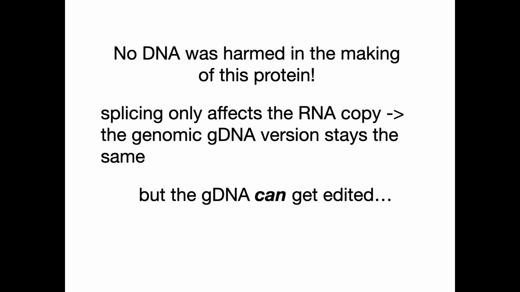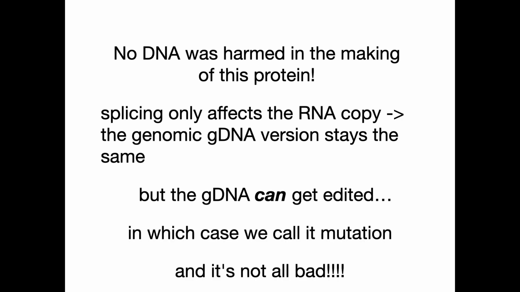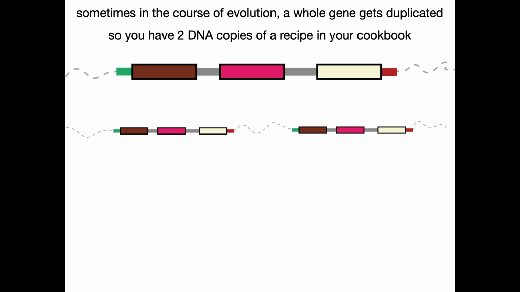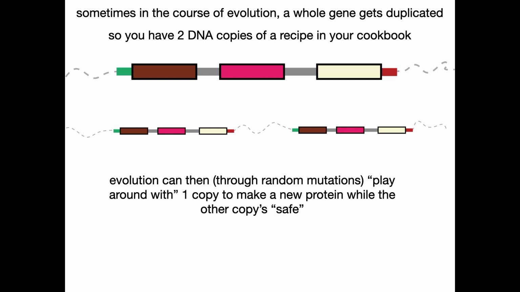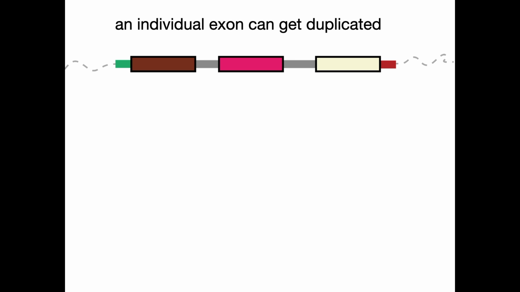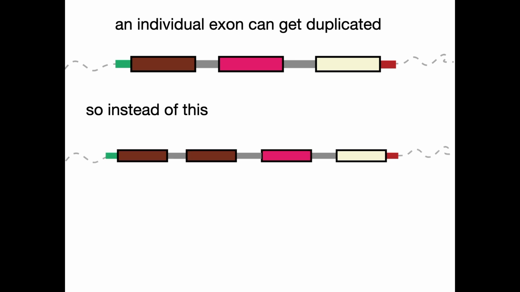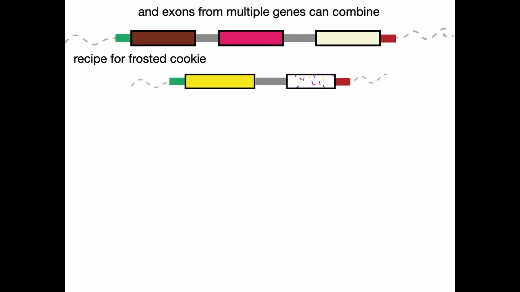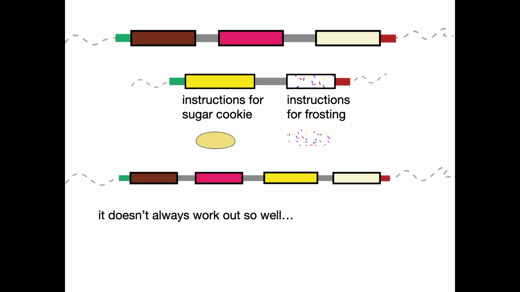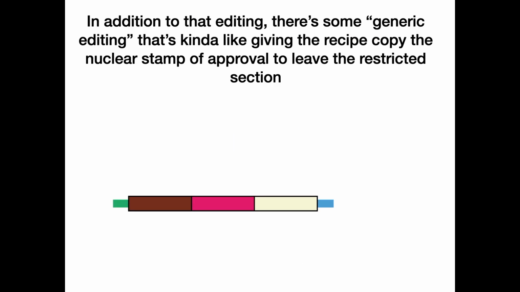The gDNA can get edited, however, in which case we call it a mutation, and it's not all bad. Mutation often gets a bad rap, but it's how evolution occurred. Sometimes in the course of evolution, a whole gene gets duplicated, so you have two copies of that recipe in your cookbook. Evolution can then, through random mutations, play around with one of the copies while the other copy stays safe. In a process called exon shuffling, genes mix and match exons, and this occurs in the DNA version, so it's long-lasting, as opposed to alternative splicing. You can also have an individual exon get duplicated. Exons from multiple genes can combine to give you proteins with new functions. Of course, it doesn't always work out well, and that's where natural selection comes to the rescue.